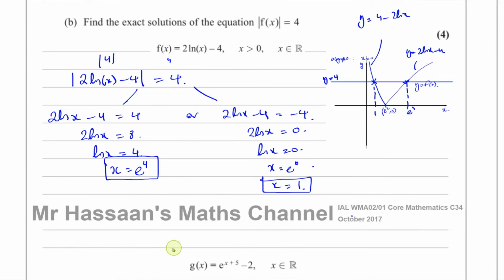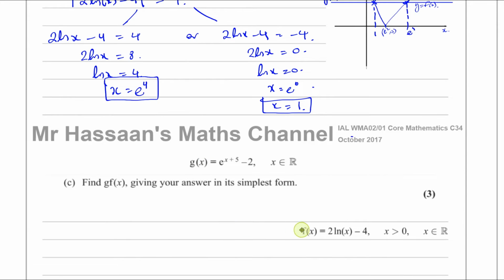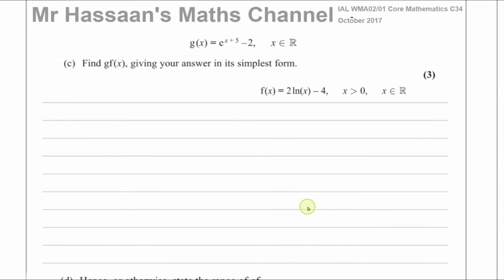And C and D is really the question that students were asking about. Okay, so it says find g of f of x, giving your answer in its simplest form. So g of f of x means you're going to take the function g and its input is going to be the function f. So x goes into f, which gives us this, and then f of x goes into g. And this is g.